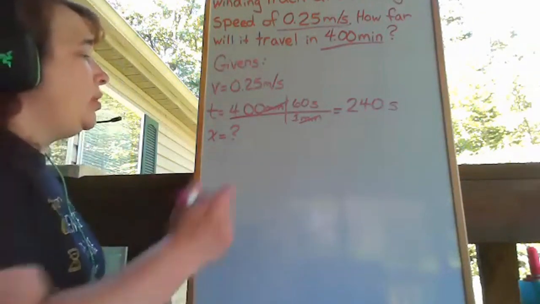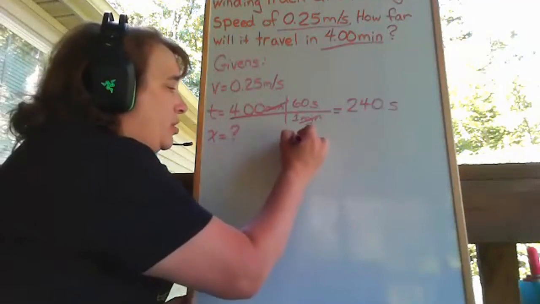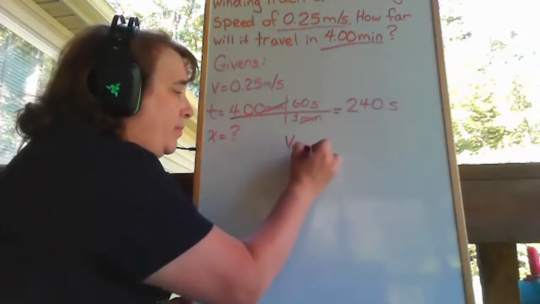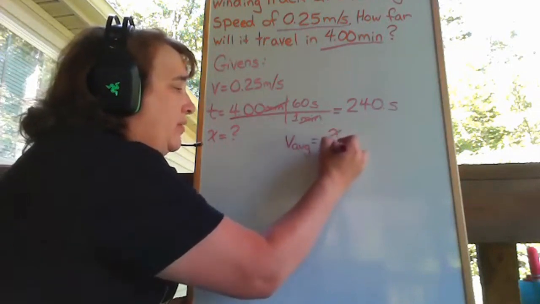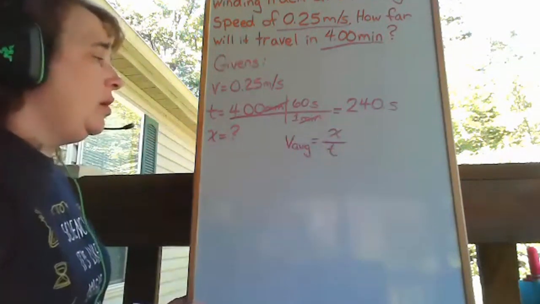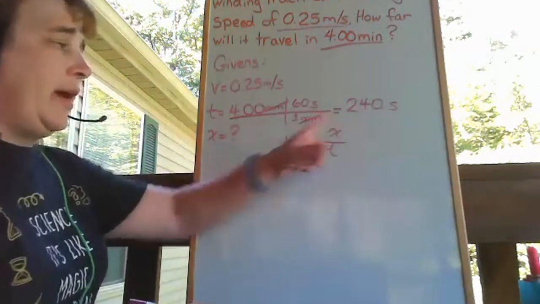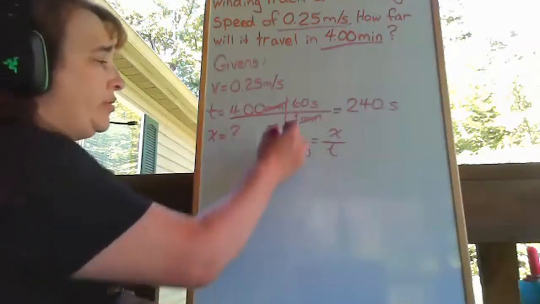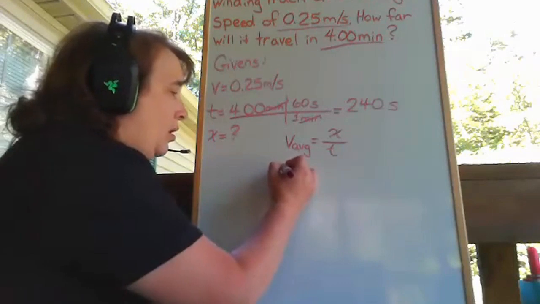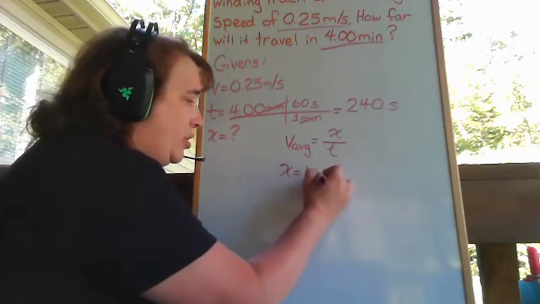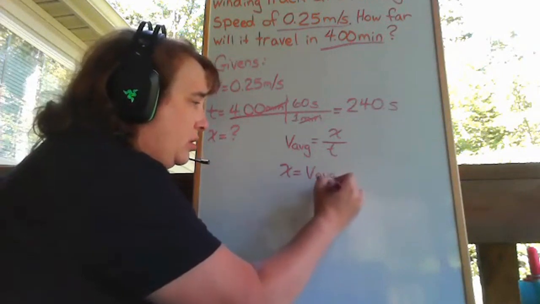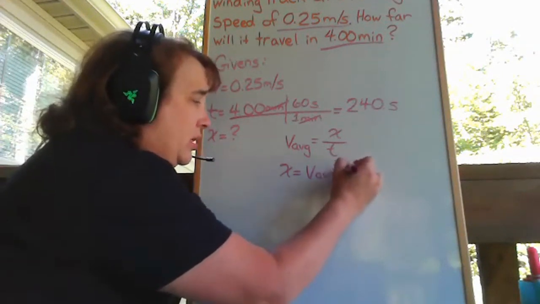Okay, so next thing we need to do is we need to find the equation that we're going to use. So we know that velocity average is equal to distance divided by time. But we're looking for x, so let's put it in that form. So if we cross multiply, we get x to be equal to v average times time.